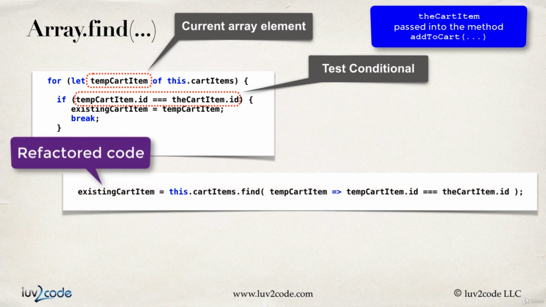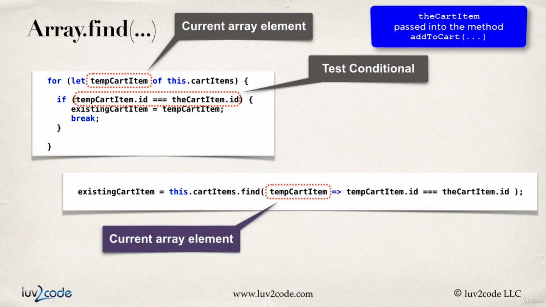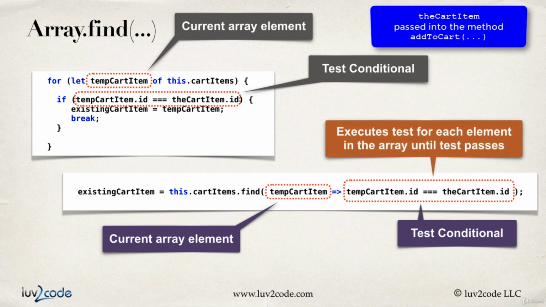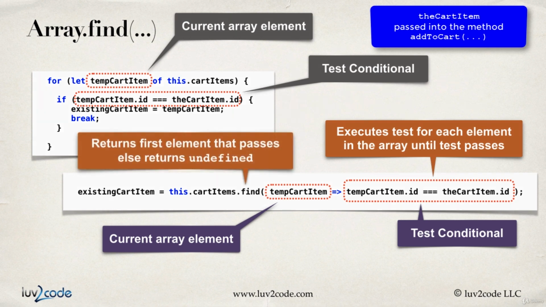Now at the bottom here, we'll have this new code, the refactored code. And so we'll make use of this current array element, that's the temp cart item. And then we have this test conditional, temp cart item.id equals the cart item.id. And so it's going to execute the test for each element in the array until the test passes. It'll do the looping in the background for us. And so it's going to return the first element that passes the test, else it returns undefined. So the coding that we had at the top, we can basically replace with the coding we have at the bottom. That's a good way of refactoring our code.